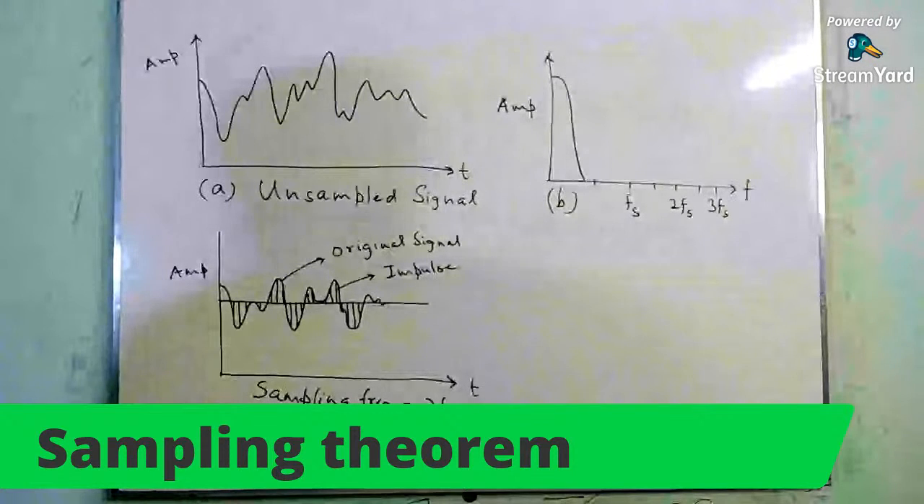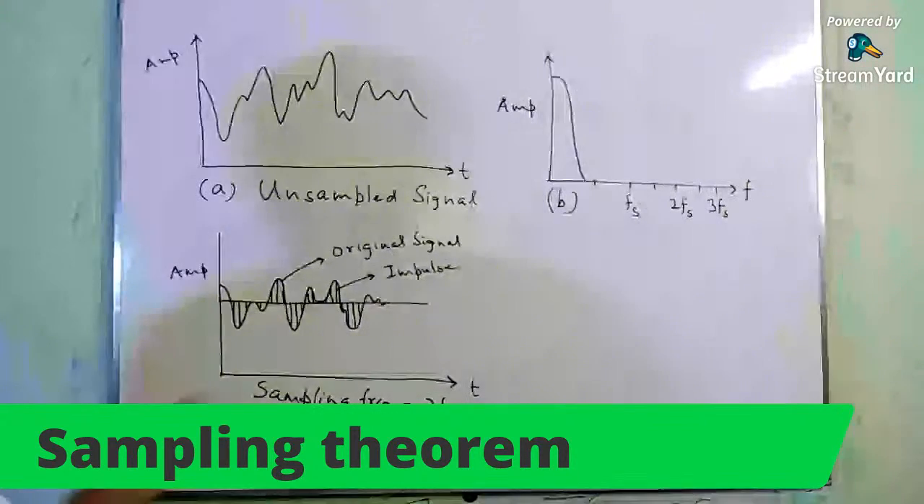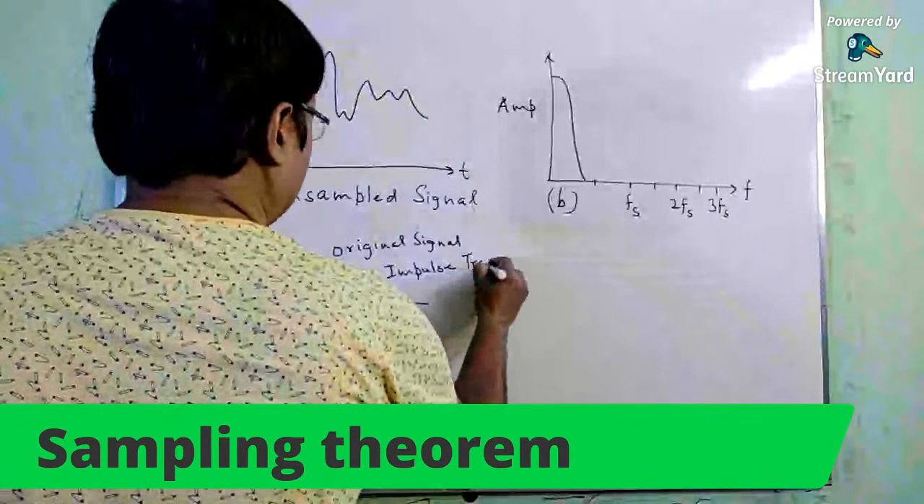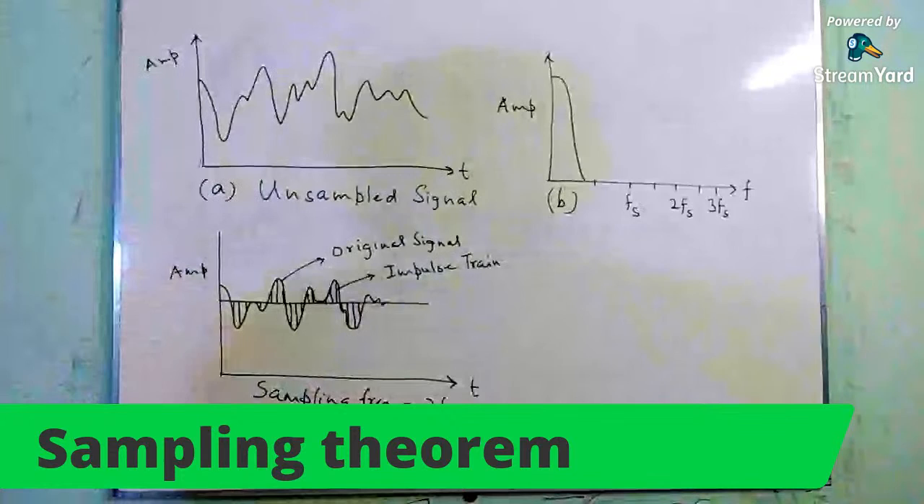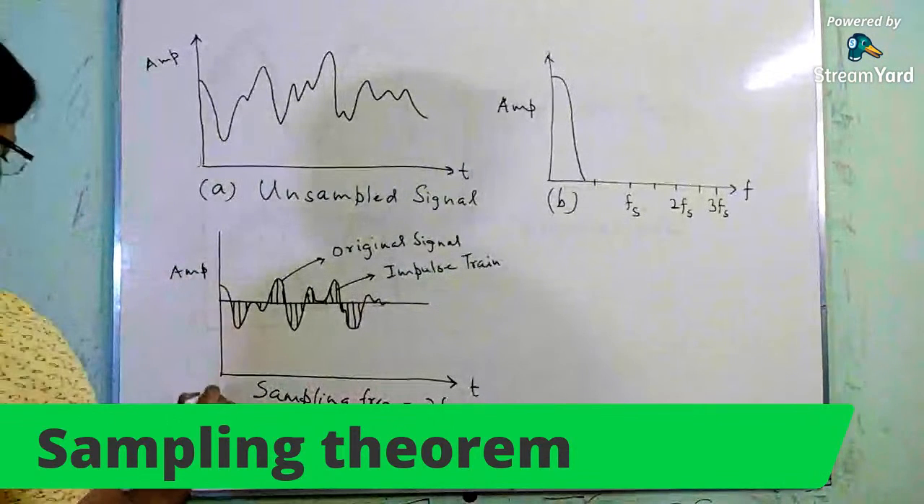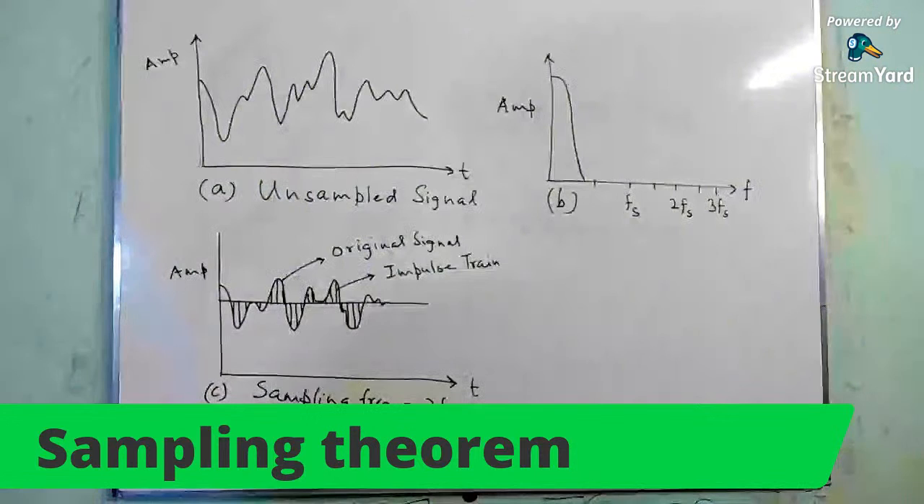Now this is the impulse train. Now what is an impulse train? Let this figure be figure C. Figure C shows the signal sampled by using an impulse train. Actually, an impulse train is a continuous signal consisting of a series of impulses which match the original signal at the sampling instants.